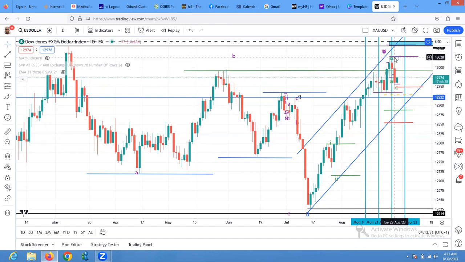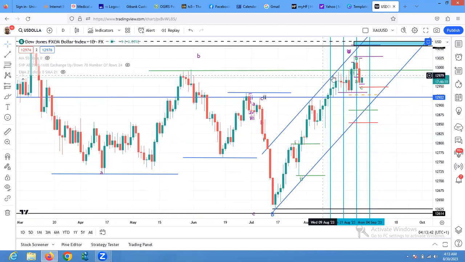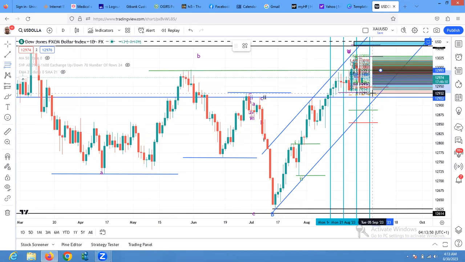We cannot use this anymore because it's a new wave. Once we break the structure here, this is a new wave. So the only thing we can do is to look for a 161.8 extension between here and here to see where that would land. From here, you come to this purple. Of course, the reaction is occurring at exactly 161.8.